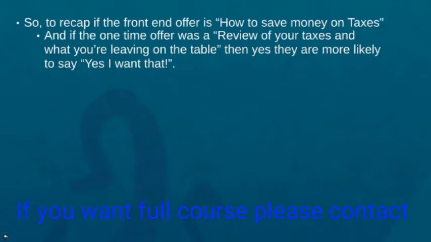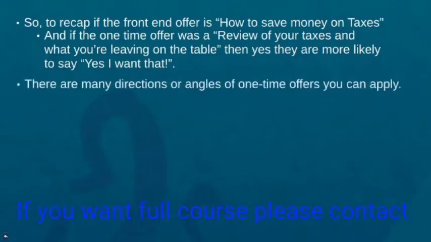Because with the front end offer, they bought that because they know that they may be losing money on the table and they're not saving money. So they bought the course on how to save money on taxes. So having a review of that would be good, right? That would be related. Now, a lot of times, how do you get to that point?